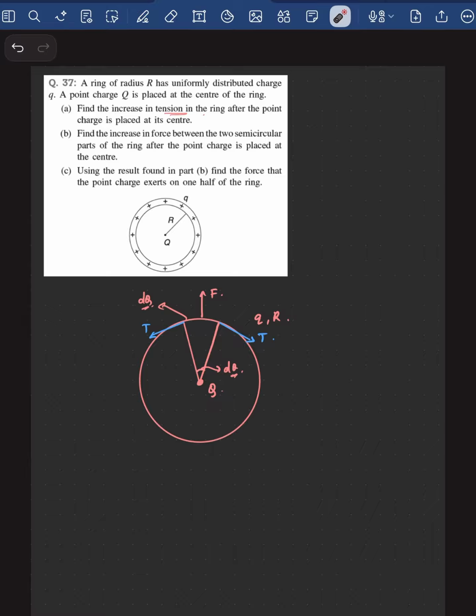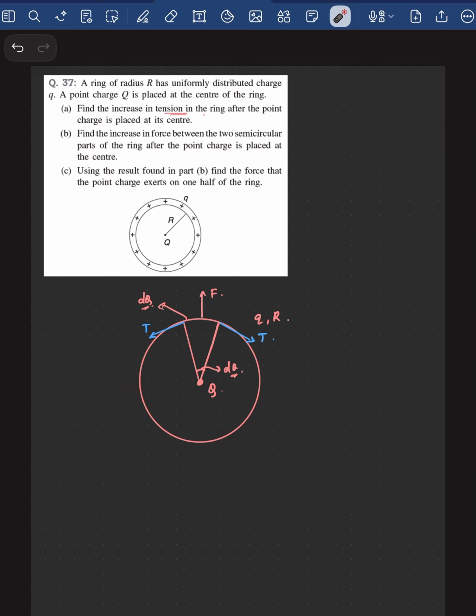So because of this point charge capital Q placed at the center, you will have this repulsive force F. But even before this repulsive force was present, there was a force due to the remaining part of the ring on this portion of the ring. So there was a tension force existing even before this point charge was placed at the center. After this point charge is now placed at the center, you have this new force being added. Then why am I not considering the force due to the other portion? Because you're only supposed to calculate what will be the increase in the tension in the ring, right?